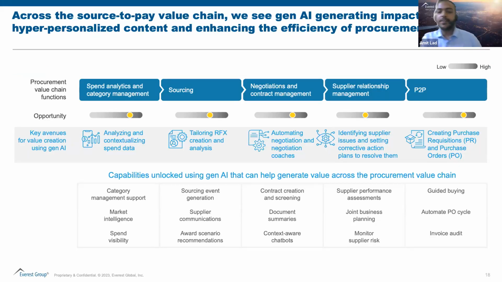Moving on to the next slide, we have already discussed the use cases we are seeing for traditional AI for the source to pay value chain, but these are specific generative AI use cases for each and every domain in the source to pay value chain. So let's say we start with spend analytics. What generative AI can do for spend analytics is create customized and contextualized spend data.